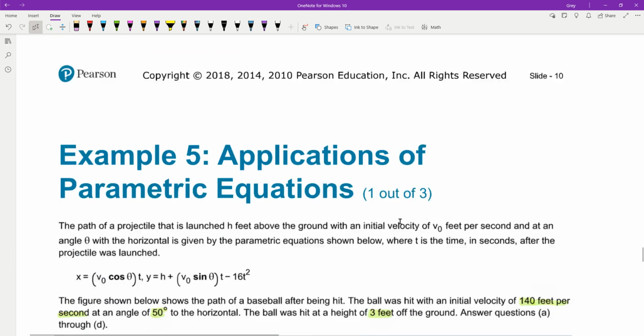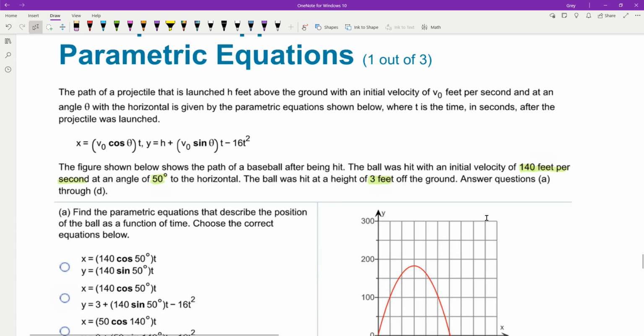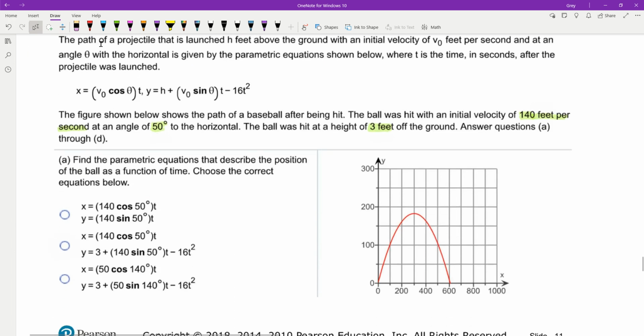Okay, last problem we have to talk about is applications. It tells us the path of a projectile that is launched 8 feet above ground with initial velocity of v sub 0 feet per second at an angle theta with the horizontal is given by the parametric equations shown below, where t is the time in seconds after the projectile was launched. So this is x equals something and y equals something.